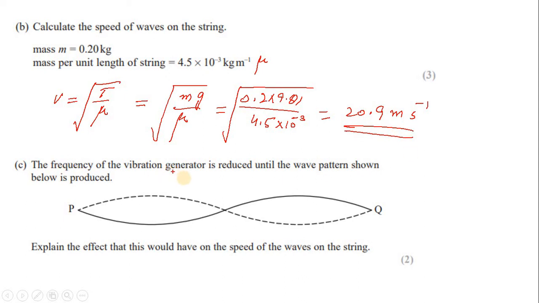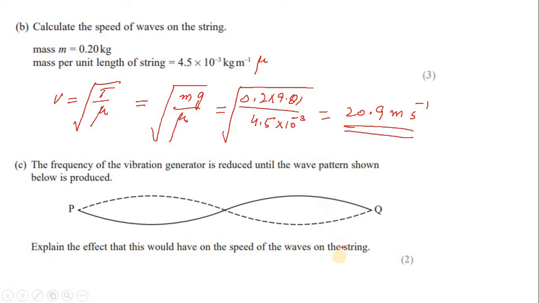The frequency of the vibration generator is reduced until the wave pattern shown below is produced. So the frequency is changed, so the pattern is changed. Before we had 4 loops, now we have 2 loops. Explain the effect that this would have on the speed of the wave on this string.